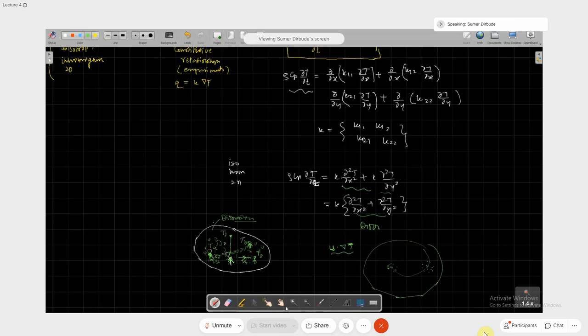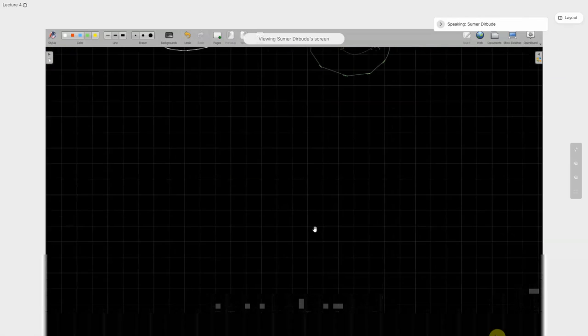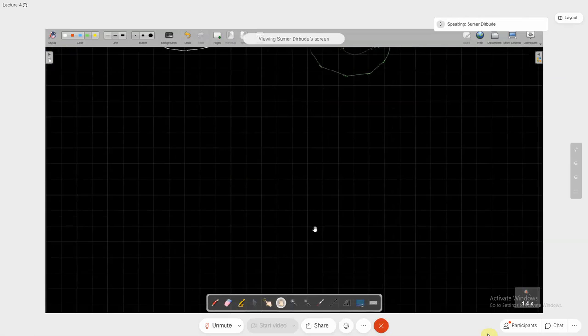So with this, we have completed the derivation of conservation of mass, momentum, and energy. These equations we will continuously use in our CFD. Okay, so I'm stopping the class here.